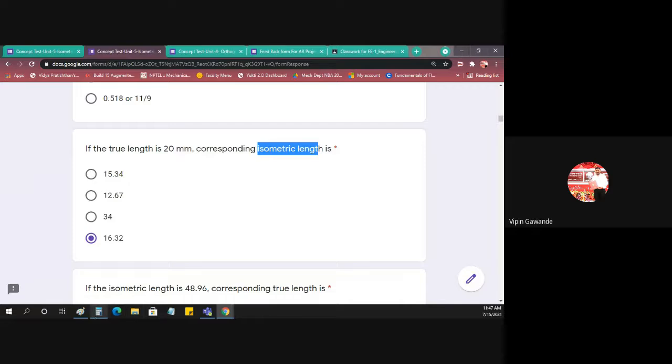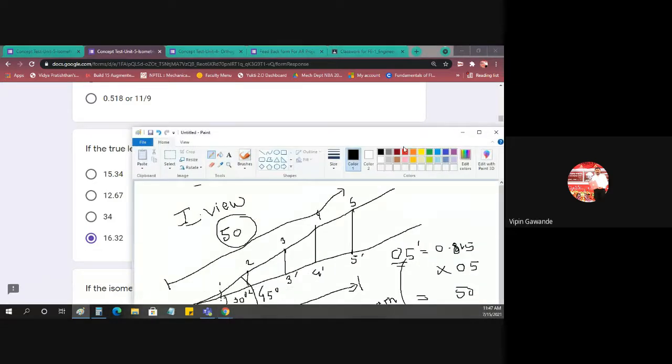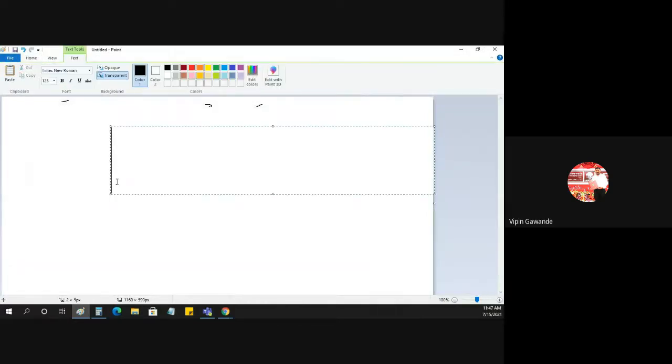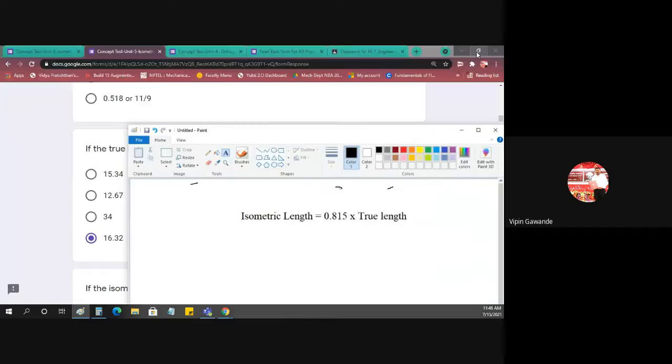Okay. So otherwise, you remember the simple formula. Which formula you have to remember here? Isometric length is equal to 0.815 multiplied by the true length. Okay, so this formula we have to use here. For all the problems you have to use this formula.